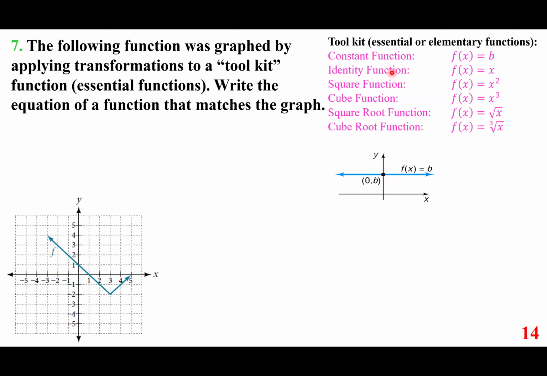Then f of x equals x, the name is identity function. So basically a line that goes through the origin and it contains 0, 0, 1, 1, negative 1, negative 1. It's very easy to graph that.